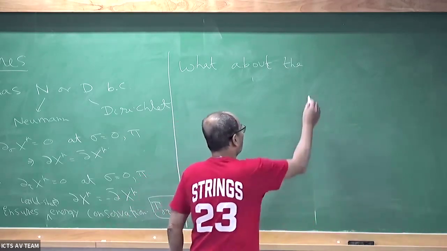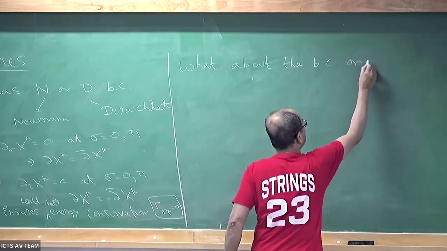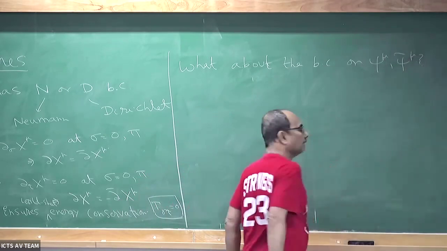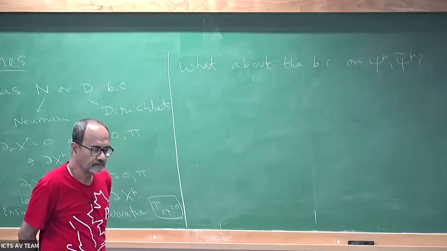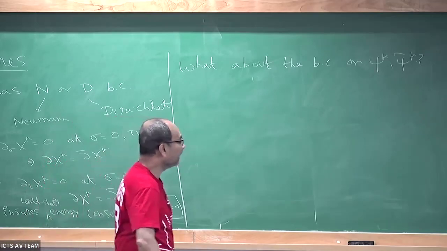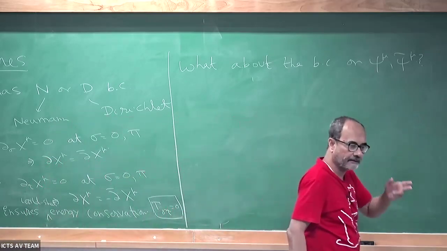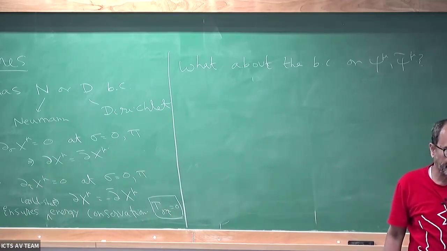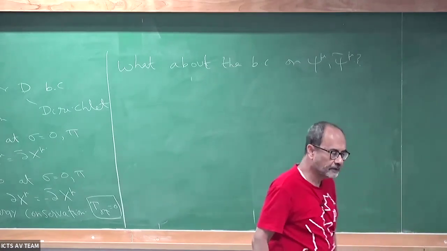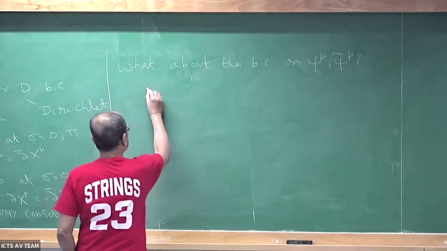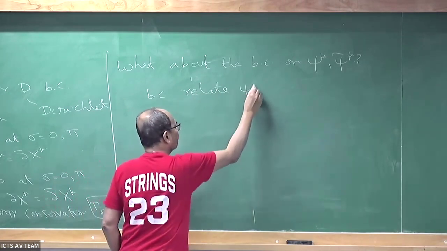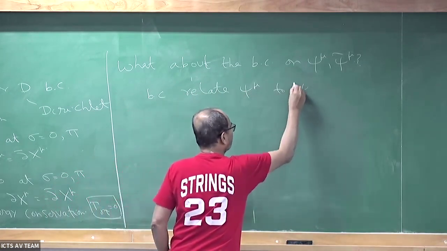Okay. So what about the boundary condition on psi^mu and psi tilde^mu? And here, first of all, psi satisfies a first order differential equation. Okay? So you cannot have a boundary condition that involves derivatives. Okay, so it has to be without derivatives. So the boundary condition in this case will relate psi^mu to psi tilde^mu.